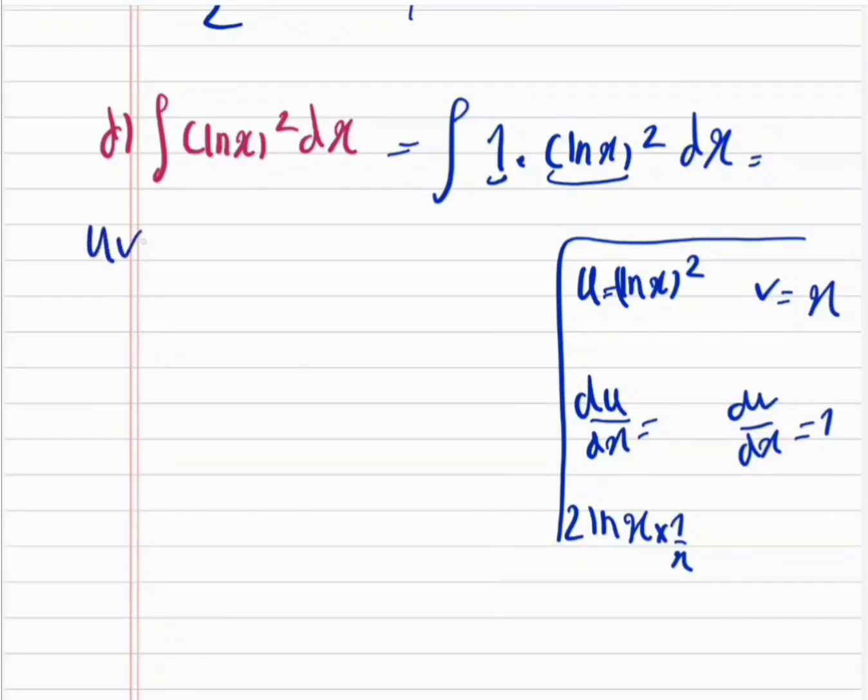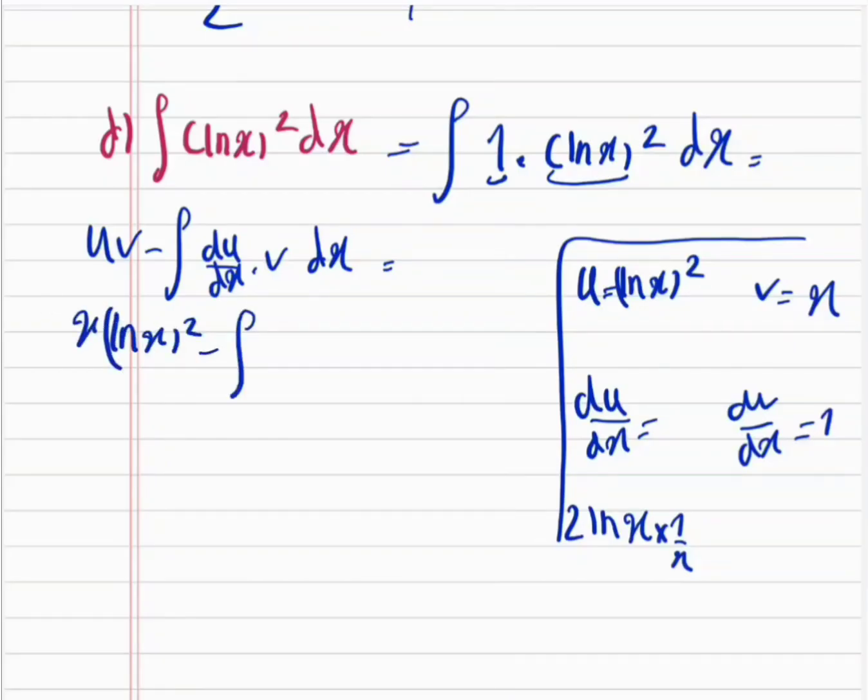Okay, so we use the formula of integration by parts: uv minus the integral of du/dx times v dx. And now uv is just x (ln x) squared, minus, inside we have du/dx, which is 2 ln x over x, times v, which is x. So this times v will cancel out, the x and 1 over x will cancel out, so we'll only have 2 ln x dx.